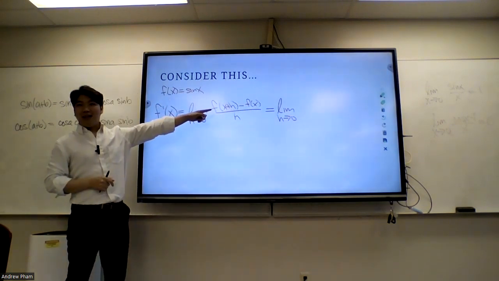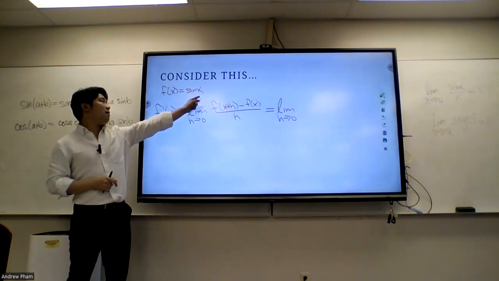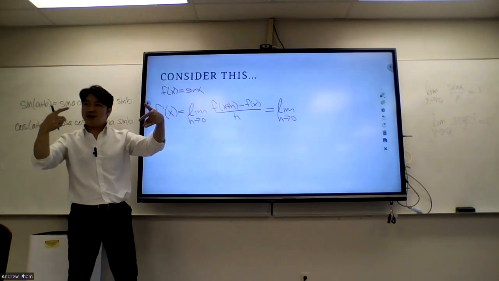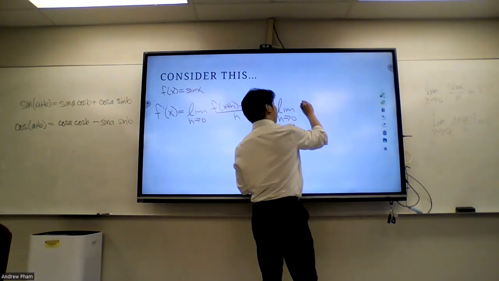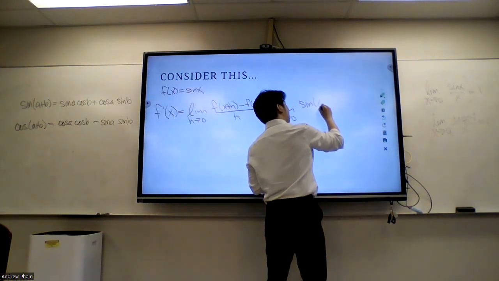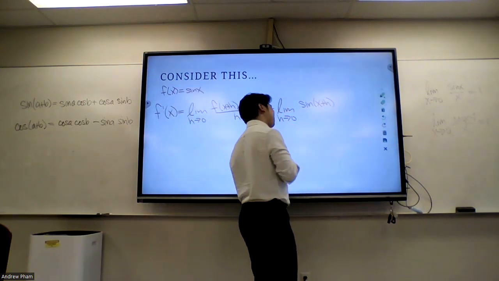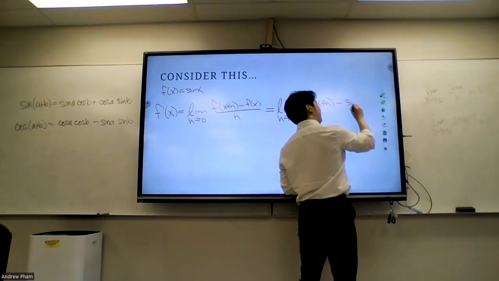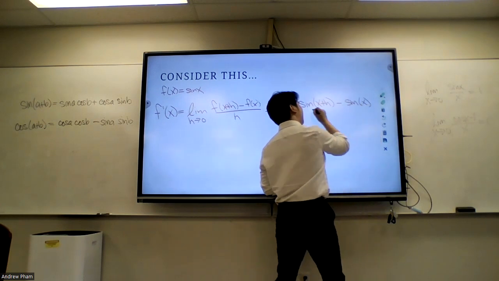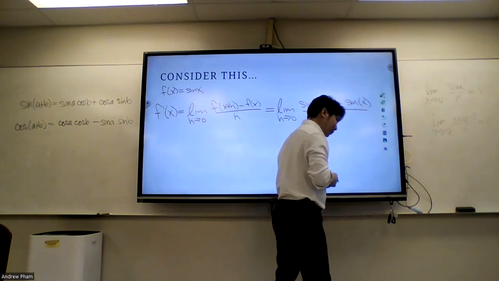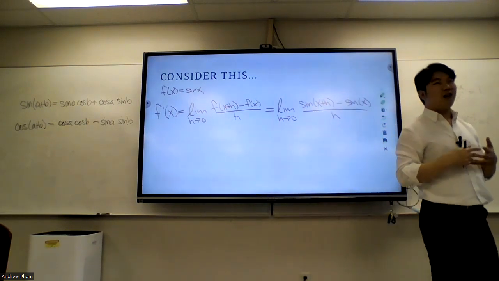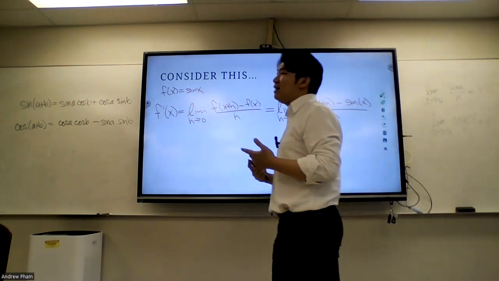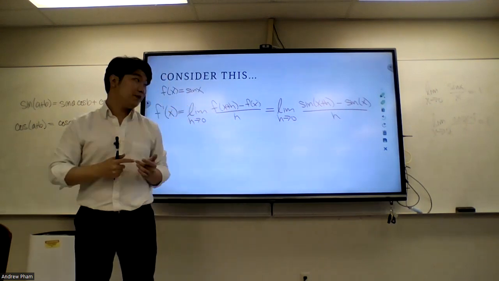Or in this case, if I just plug in as needed, f of x plus h would be sine, and then in parentheses, x plus h. Sine of x plus h, minus my original function, all over h. So this is me trying to figure out what is the derivative using our old way of using the limit definition of the derivative.